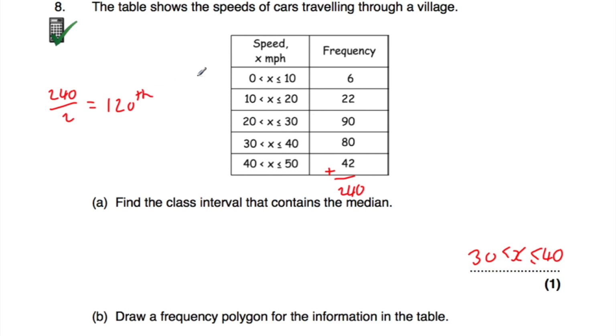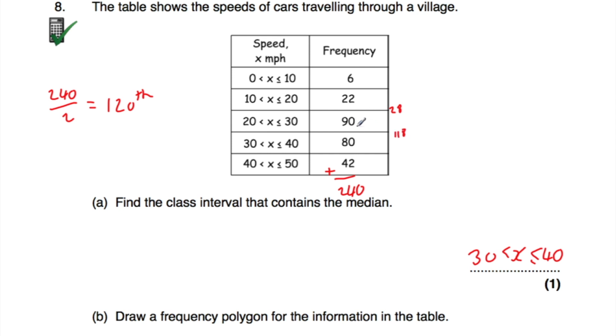And because this is group data anyway, we don't know the actual numbers, we can just divide it by 2, and it gives us roughly where the median would be. So is the median in here? No. We're looking for the 120th one? No. Is the median in here, the 120th one? No, that's only 28 so far. We've then got another 90, so that'll be 118.